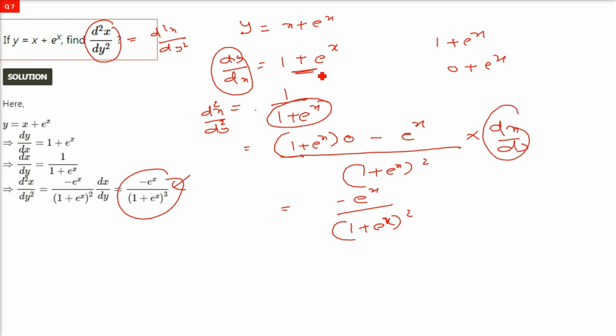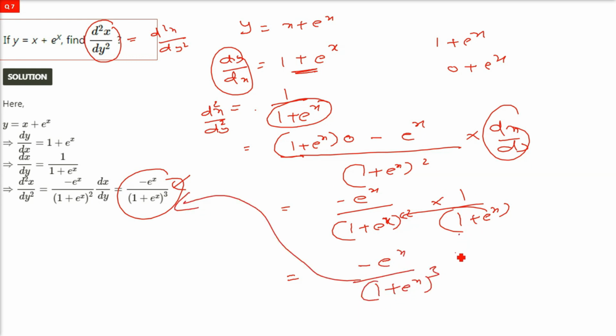Alright. dx by dy we already have. dy by dx is 1 plus e to the power x, and dx by dy is 1 by 1 plus e to the power x. So in the denominator we have 1 plus e to the power x whole cube. The answer is negative e to the power x by 1 plus e to the power x whole cube.